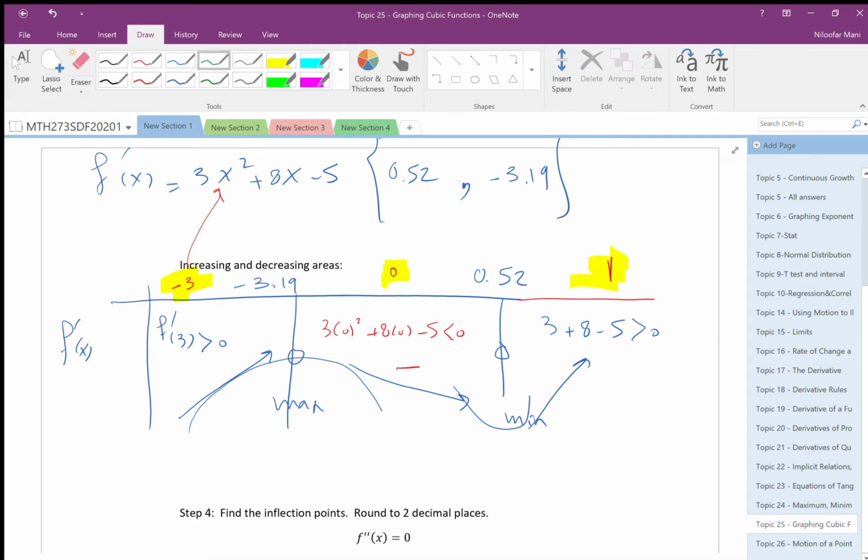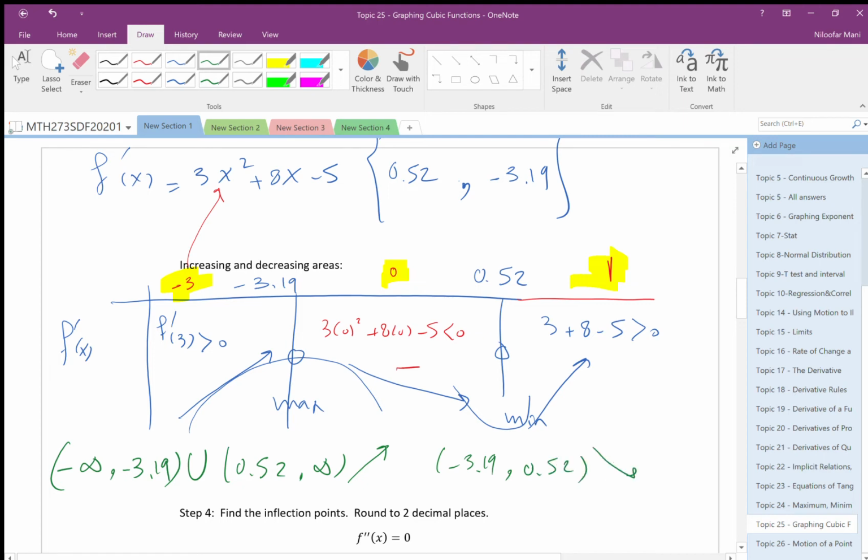You can say from minus infinity to minus 3.19, and here it's union, so like "or" in English. Okay, so or from 0.52 to infinity is increasing. From minus 3.19 to 0.52 is decreasing.